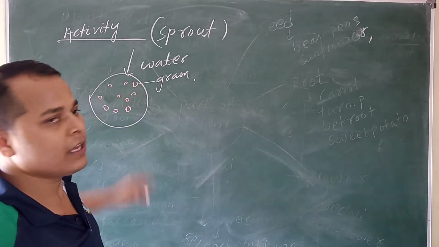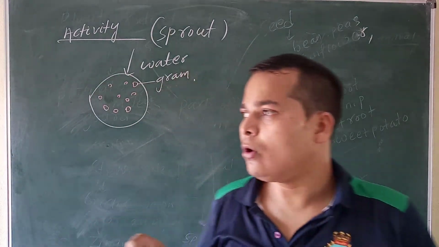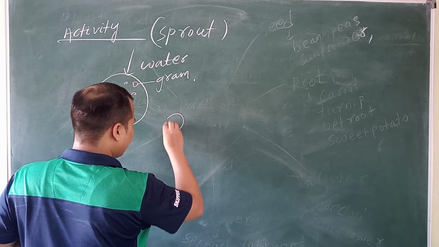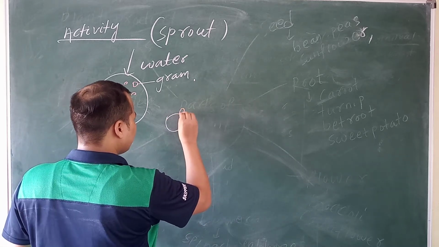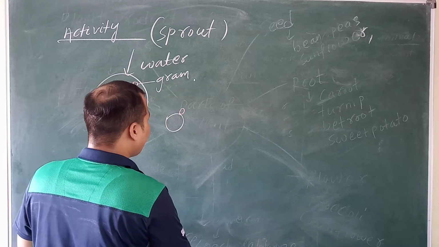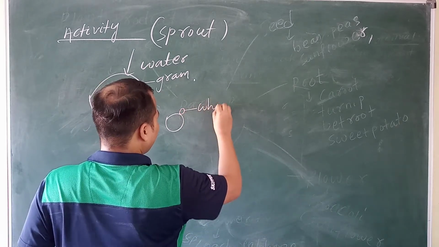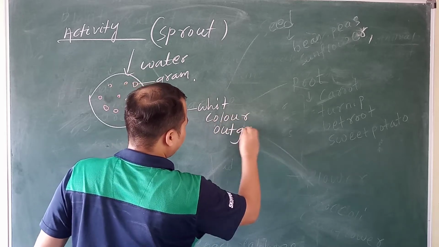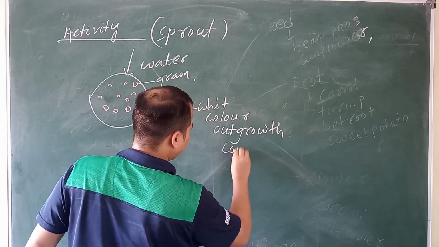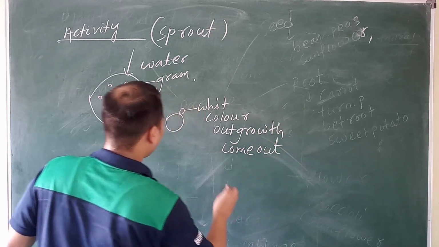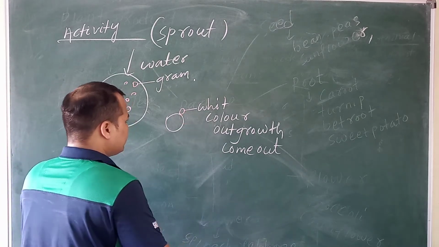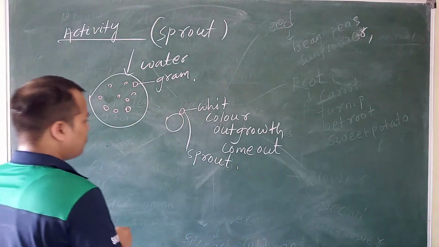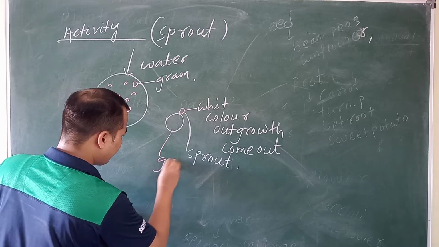After that, cover it with some cotton cloth. Next day, what will you observe? Some outgrowth will come out from the grain, the gram. It is a white colored outgrowth that comes out. This is called sprout.